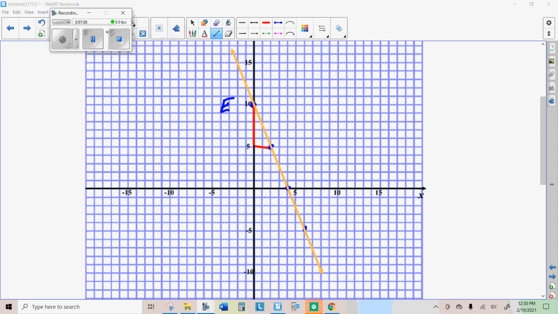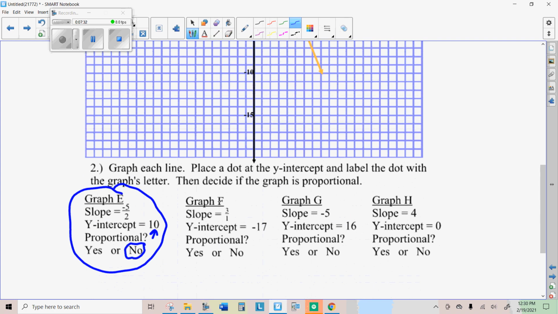So the next line is graph F. We want a slope of 3/1. Remember that's the same as 3. And a y-intercept of -17. That is not going to be proportional because the y-intercept isn't 0. But -17 is right there on the graph. Put a dot there for the y-intercept. This is graph F, so we'll label that F.